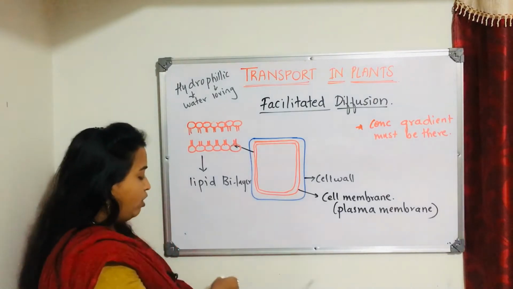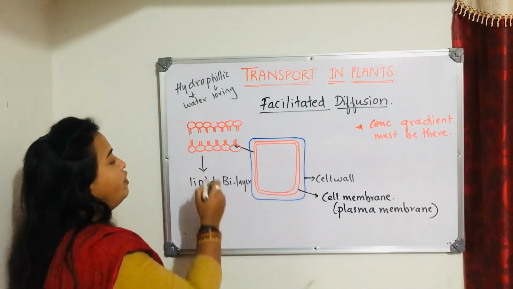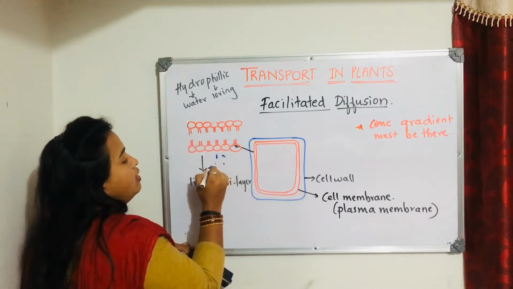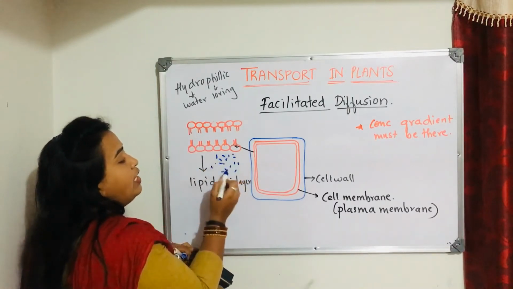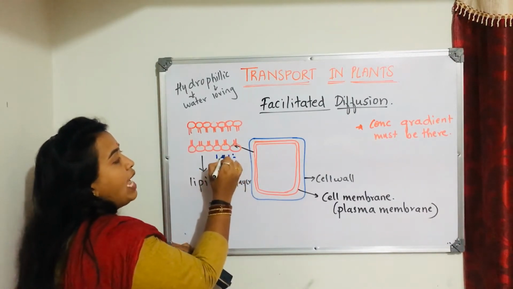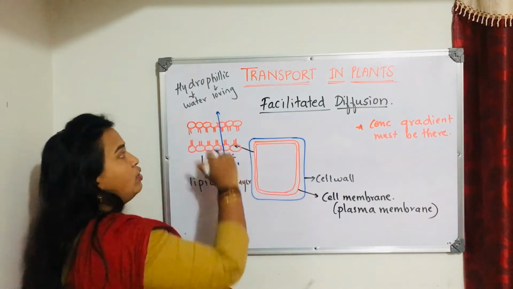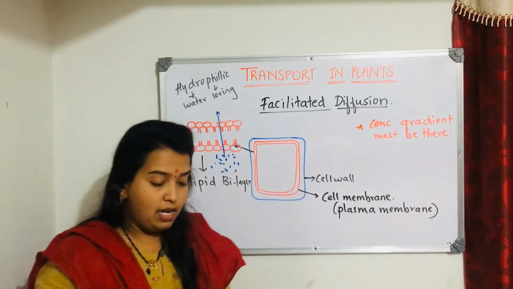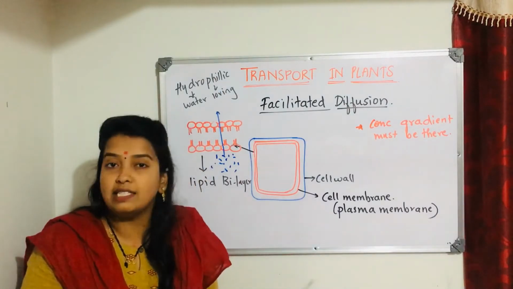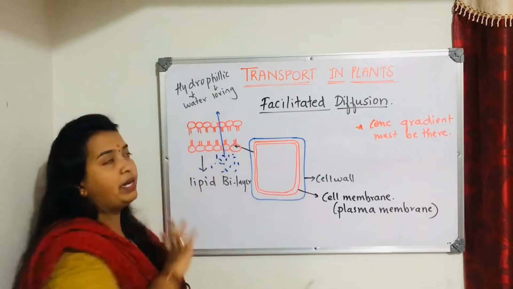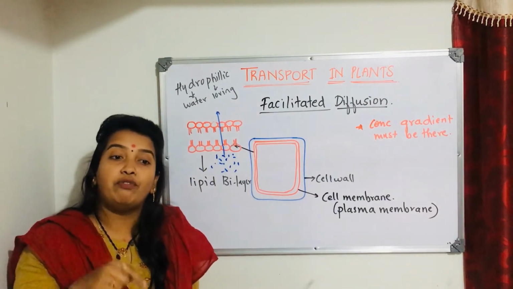Movement of hydrophilic substances from higher concentration, let us consider this is higher concentration, they all are hydrophilic, okay? If they have to move into this, then this is called diffusion only. Higher concentration to lower concentration. But because it is hydrophilic, it is not easy to pass through the membrane. What we need to do is, we need to facilitate it.